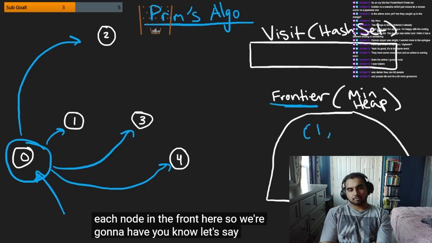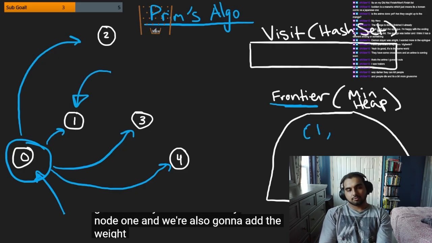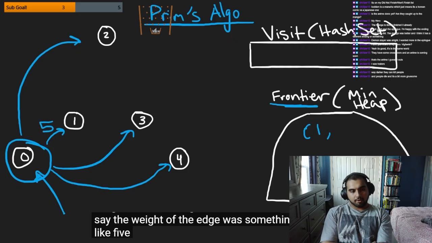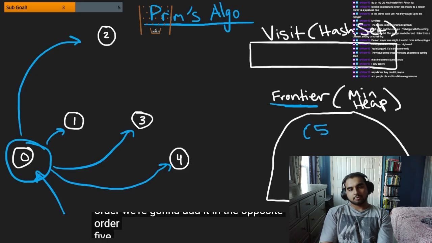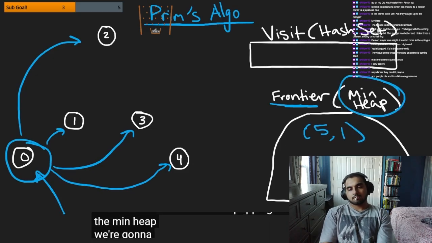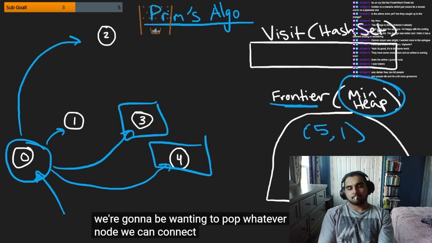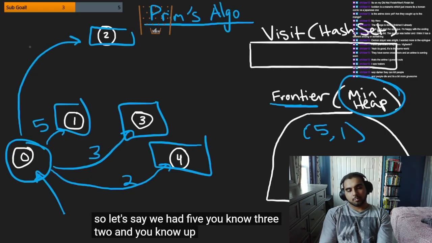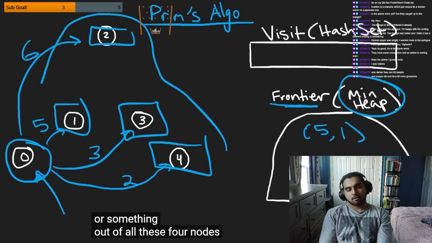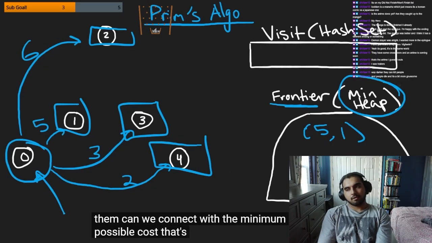So we're going to have, let's say node 1, and we're also going to add the weight of connecting node 1. So let's say the weight of the edge was something like 5, then we'd add 1, 5 in our min heap. But we're not going to add it in this order. We're going to add it in the opposite order, 5, 1, because when we're popping from the min heap, we're going to be wanting to pop whatever node we can connect next with the minimum possible cost. So let's say we had 5, 3, 2, and up here we have a 6 or something. Out of all these 4 nodes, which of them can we connect with the minimum possible cost? That's what we're going to use our min heap for.